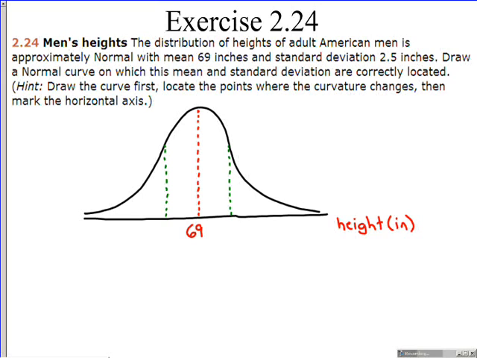Okay, one standard deviation on either side. You should be moving the same distance approximately left and right. 2.5 inches, take 69 plus 2.5. That's 71.5. There's one standard deviation. Subtract 2.5. 66.5, there's one standard deviation below. So this is the mean. This is the mean plus a standard deviation. This is the mean minus a standard deviation.